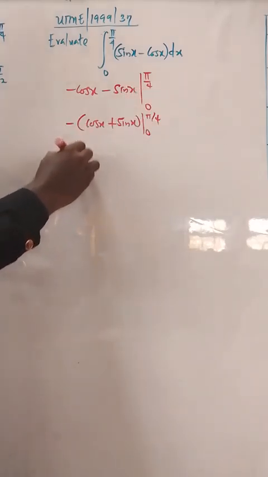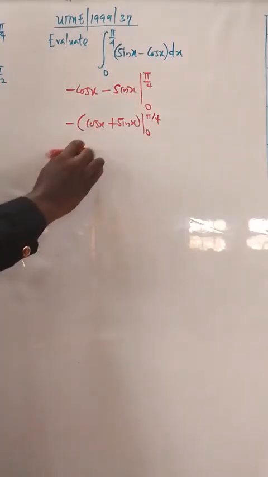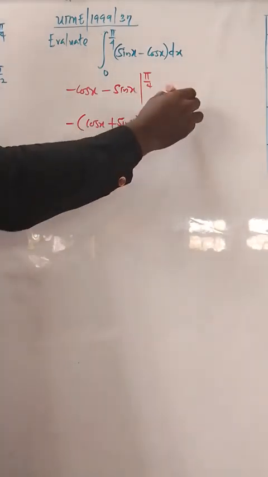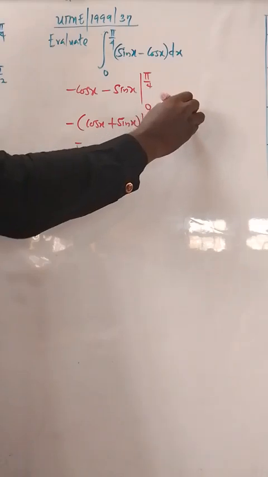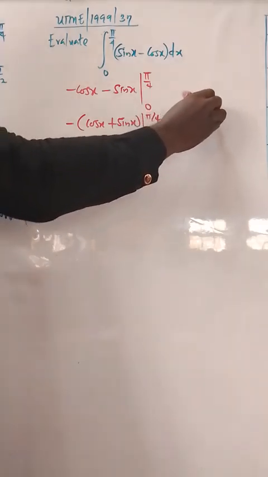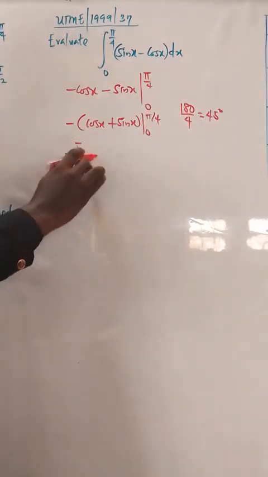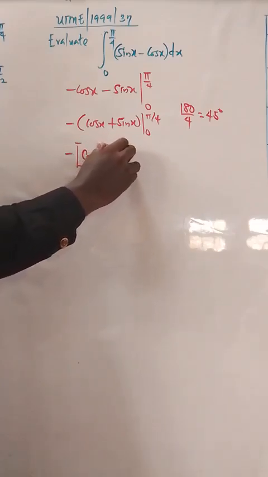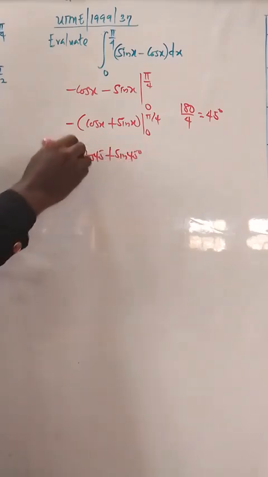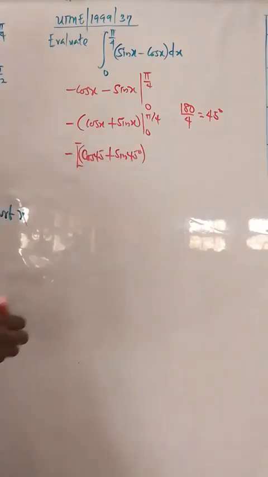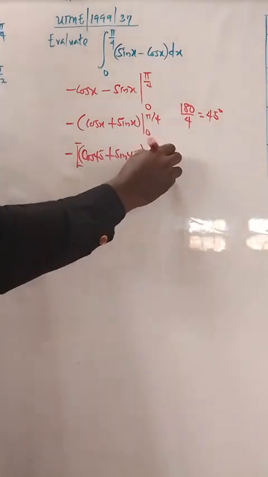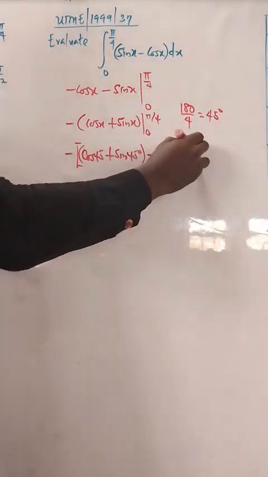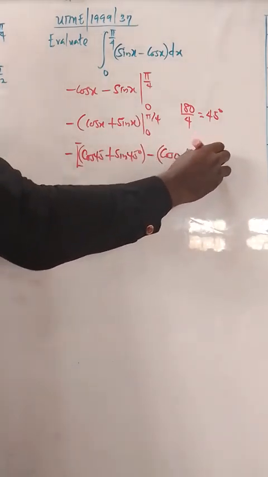So let's put the upper limit. That will be cos. First, let's get pi over 4. Pi is 180. So 180 over 4 will give us 45. So that's cos 45 plus sine 45. That's for the upper limit. Then minus cos 0 plus sine 0.